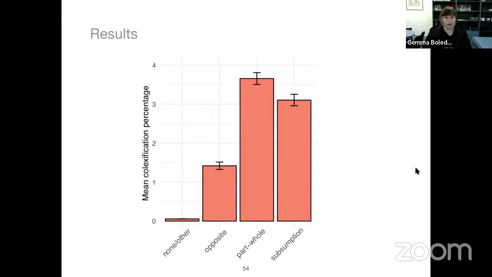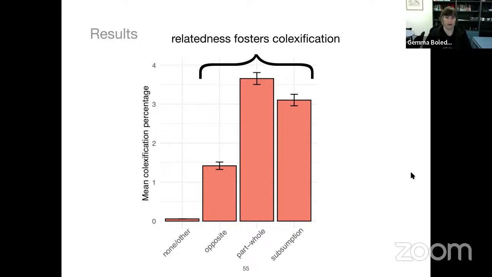So this is what we are depicting, and we can see two things very, very clearly. The first is that relatedness fosters colexification. Why? Because the three lexical relations are much more conducive to colexification than no relation, where the average colexification for this group here is very, very close to zero, okay? So this is in accordance with not only previous work, but also our first analysis, where we found that relatedness fosters colexification, okay?